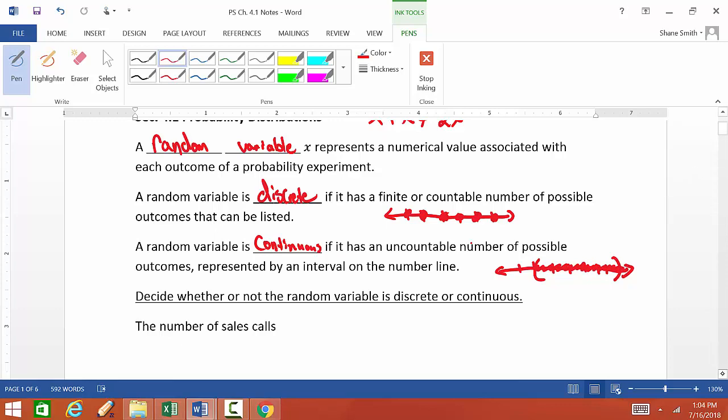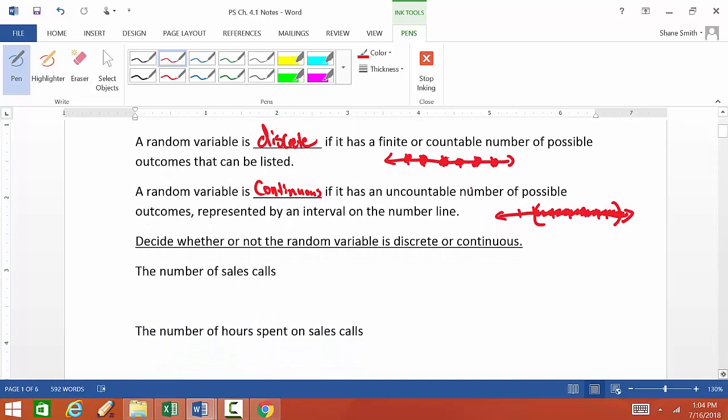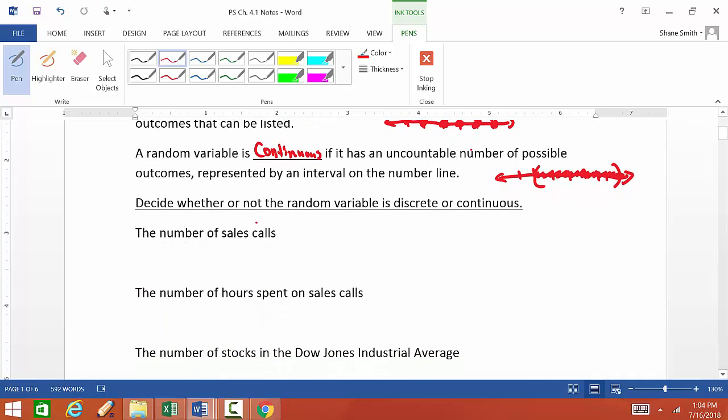There are a couple of tricks you can use to figure out if something's discrete or continuous. For example, the first one, the number of sales calls. If I make a sales call, I either make the call or I don't. I can count the number of sales calls I've made, therefore that is discrete. Whereas the number of hours spent on sales calls, you can't really count that because time is continuous. I could have half an hour or 15 minutes. There's a bunch of different values. It could be any value on an interval.